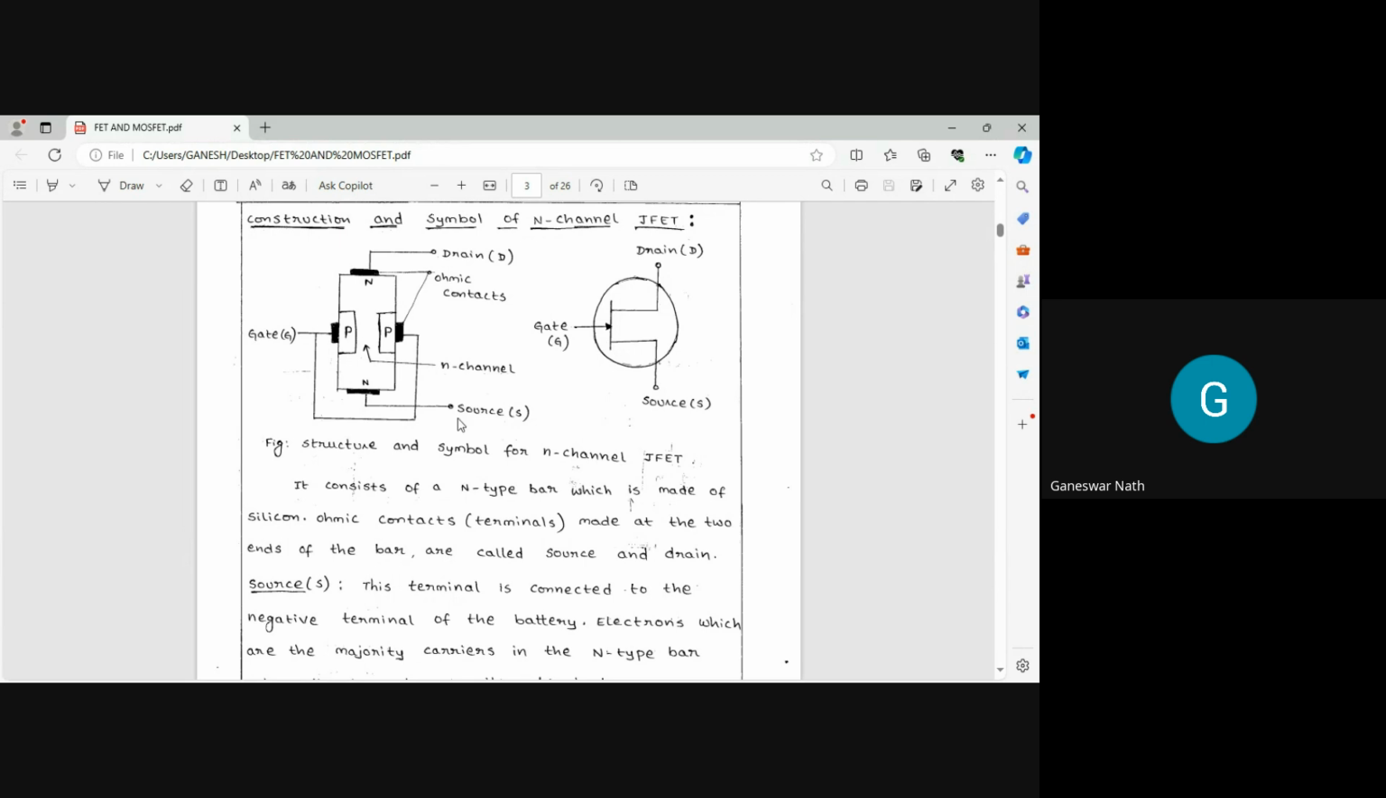Naturally, the gate is made up of P type material. It consists of an N type bar, which is made up of silicon. That means an N type silicon substrate. Ohmic contacts are made at the two ends of the bar, called source and drain. So this is called the drain, and this is called the source.